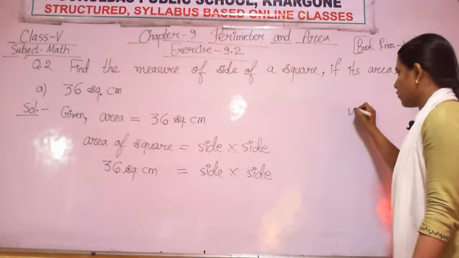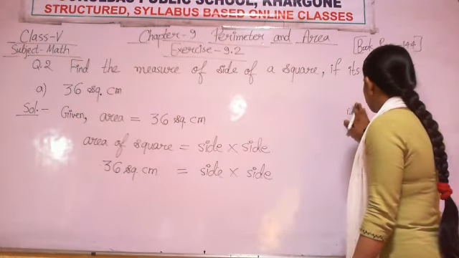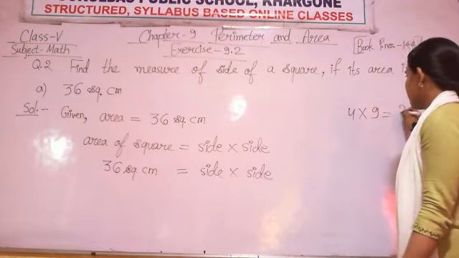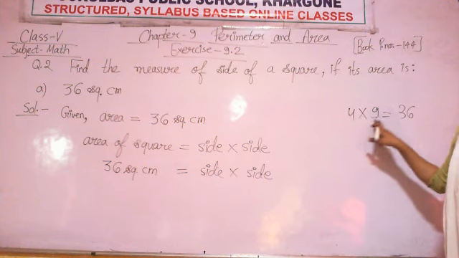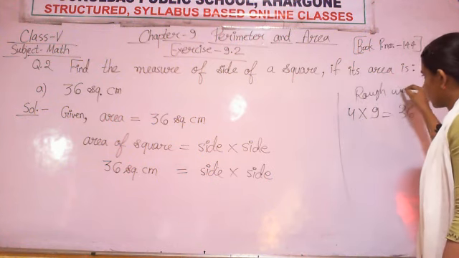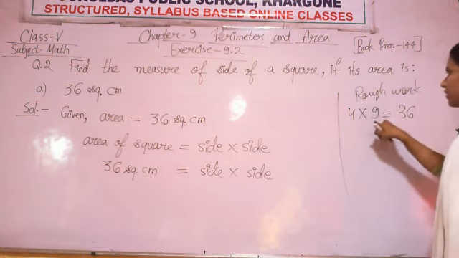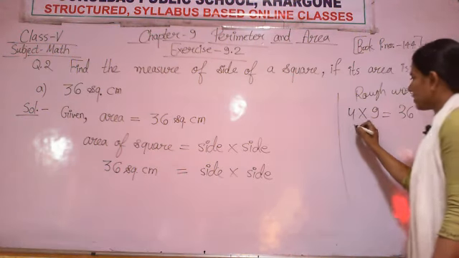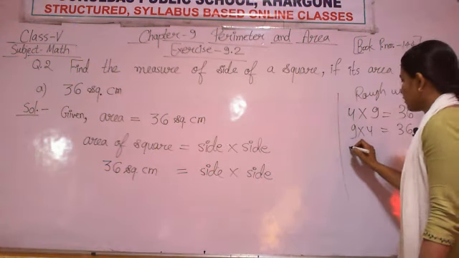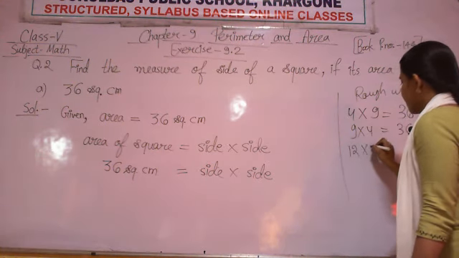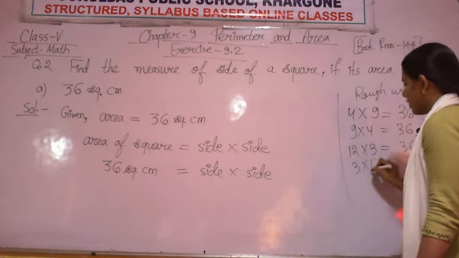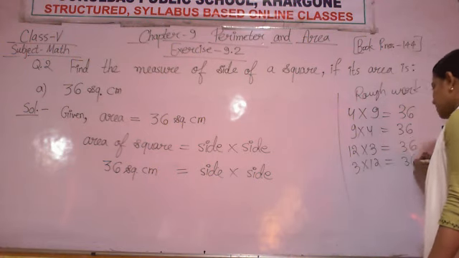If I multiply 4 with 9, my result will be 36, right? If I multiply 4 with 9 in rough work, see here, if I multiply 4 with 9, I will get 36. If I multiply 9 with 4, I will get 36. If I multiply 12 with 3, I will get 36, or 3 with 12, I will get 36.